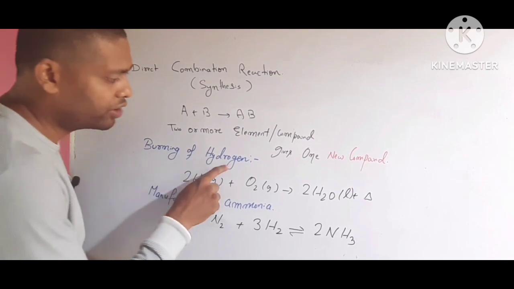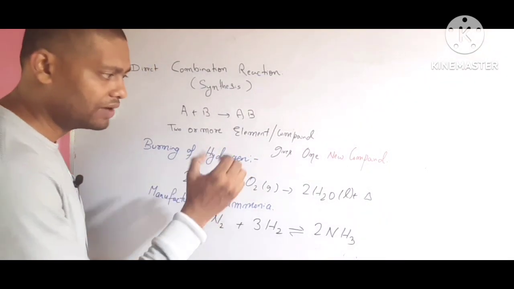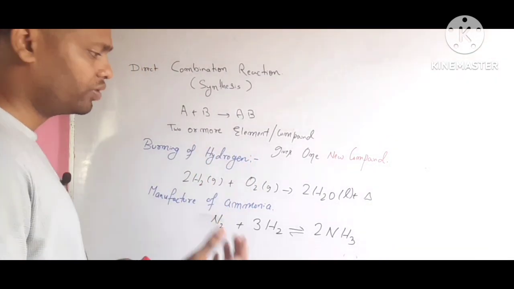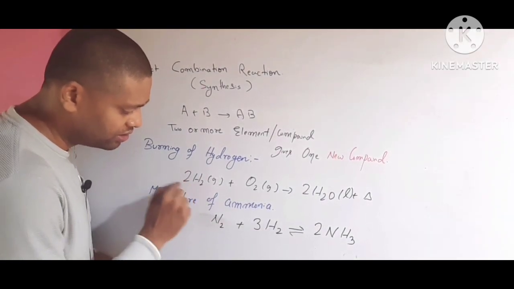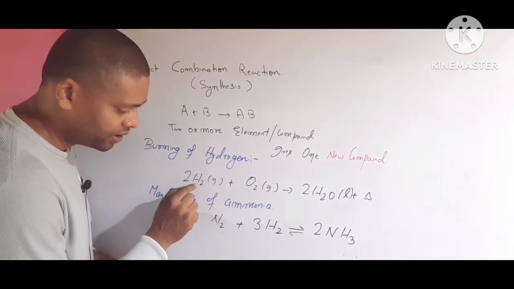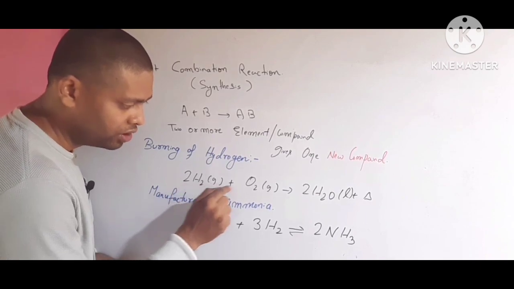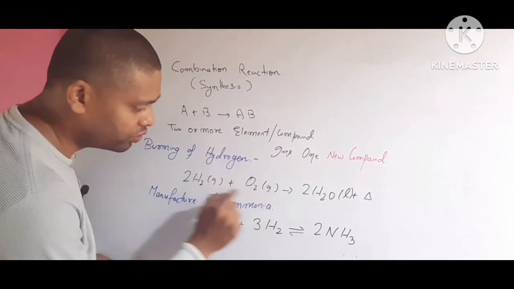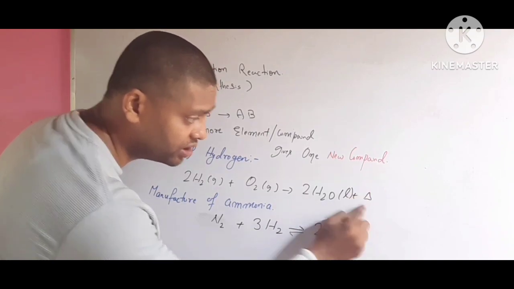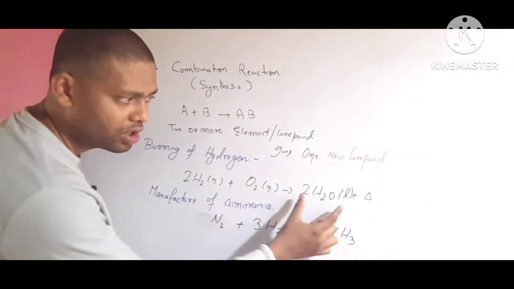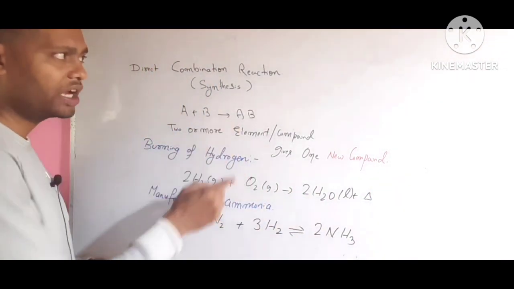Okay, so now there are some more examples. They are saying the burning of hydrogen. Hydrogen is burning. Burning means it will have some oxygen. In the absence of oxygen, is it possible to burn anything? No. So hydrogen in the gaseous form is burning with oxygen in the gaseous form. What are you going to get? Water, a liquid. What is this delta? Delta means heat. So we are getting heat. Again you see only one product, so it's a combination reaction or synthesis reaction.